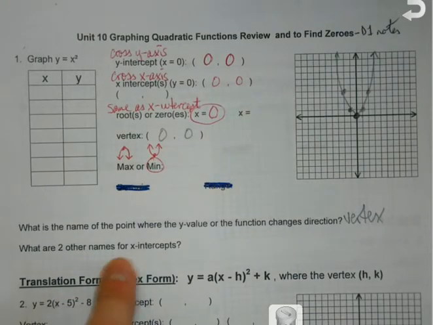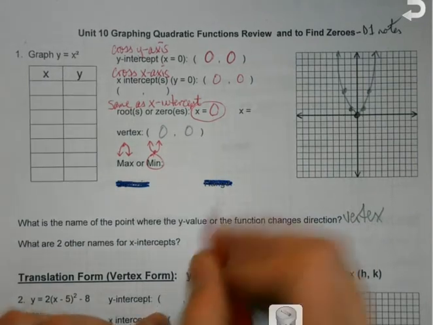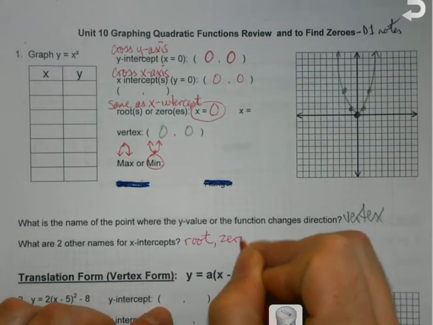And so our other two names for the x-intercepts, which are going to show up more often on your worksheets and probably the test too, are either root or zero.